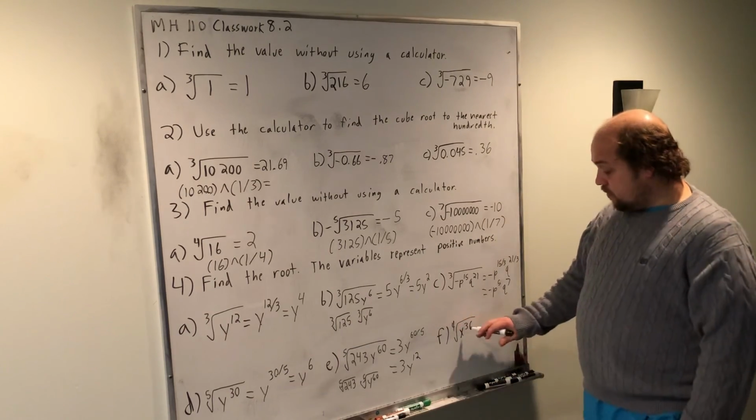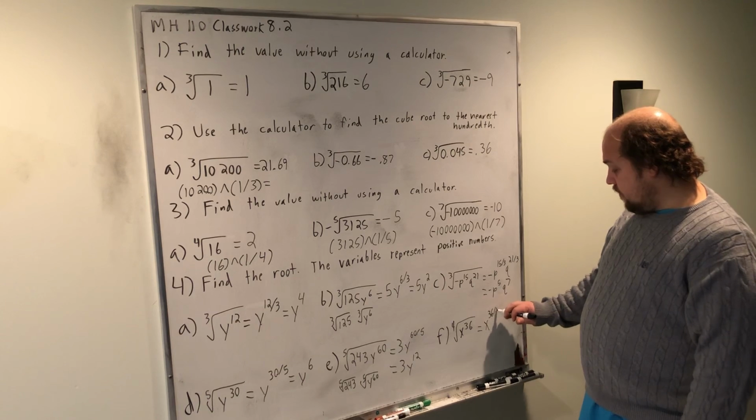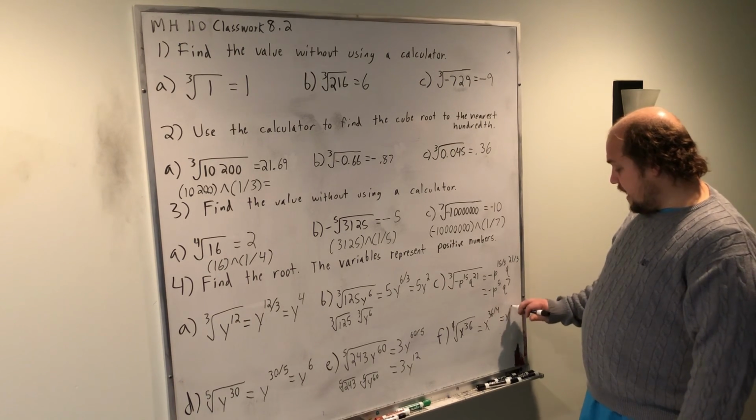When I do the fourth root of x to the 36, it becomes x to the 36 over 4, which is just x to the 9th.